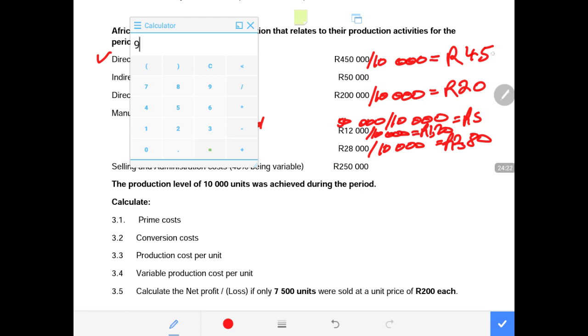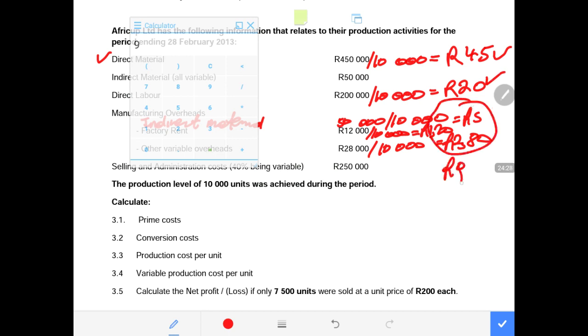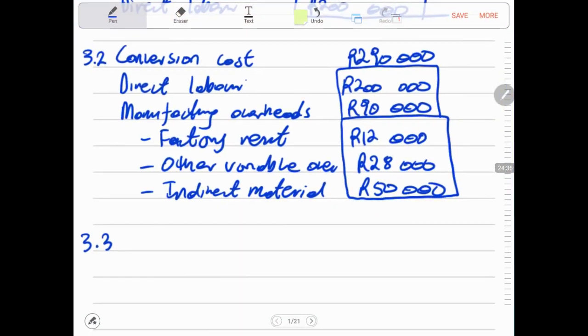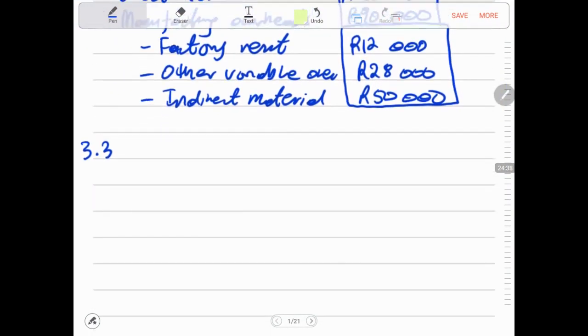So now we say direct material plus direct labor plus our manufacturing overheads of 9 rand. That will become the total cost per unit. Now let us go and do the calculations officially, a bit nice and neat. So now we are calculating our production cost per unit.